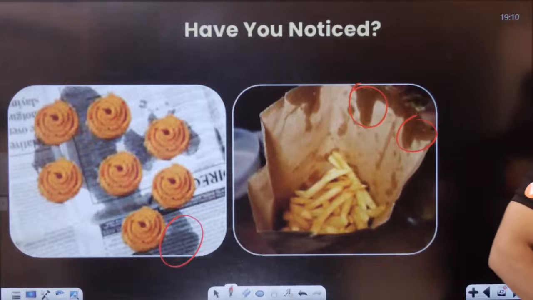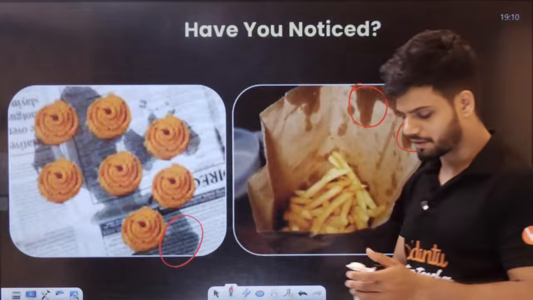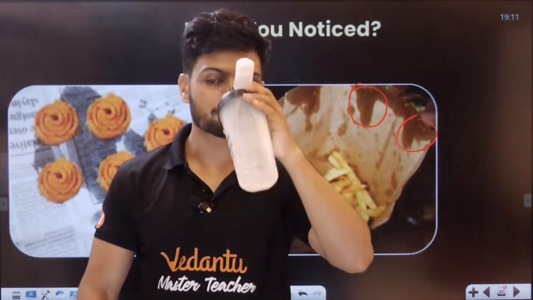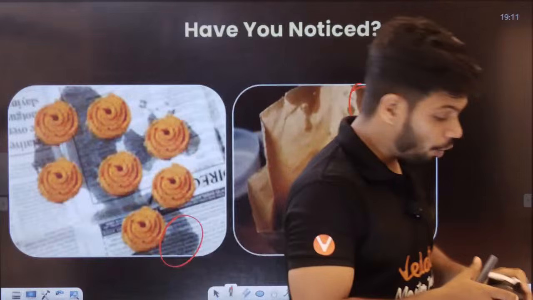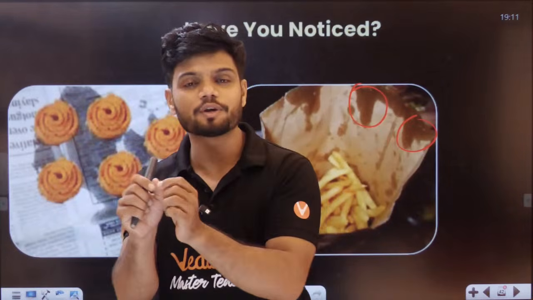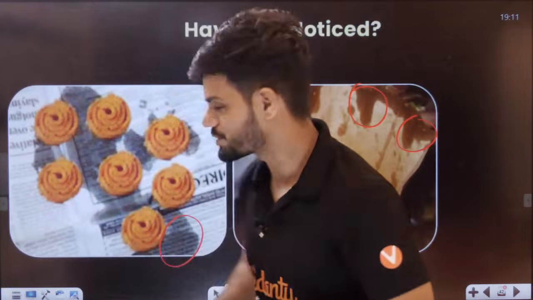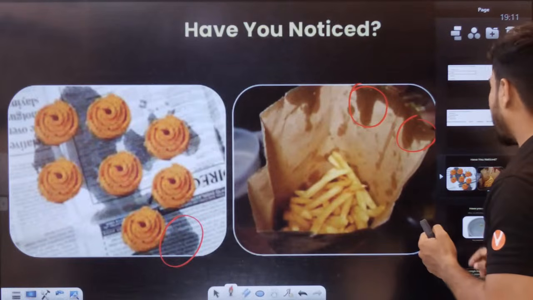What is this thing in the background? Anyone? What is that, students? That is oil. Yes or no? That is oil. Students, this oil can also be called what? Oil can also be called lipid. Technically speaking, this oil, ghee, everything is part of lipid, students.